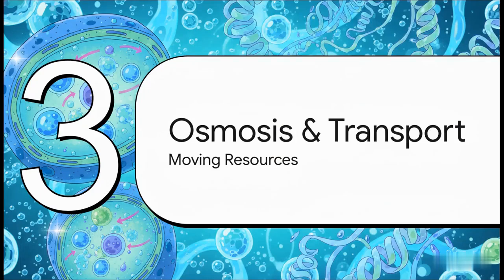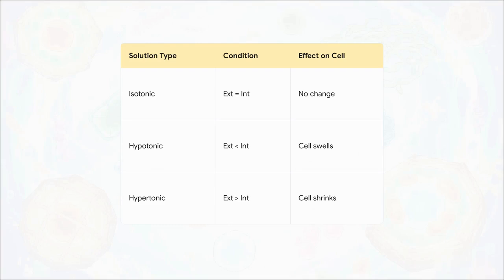Section 3. Osmosis and cell transport. Moving resources. Let's talk logistics, specifically how resources cross those borders. Enter osmosis. Osmosis is the movement of water from an area where it's highly concentrated to where it's less concentrated, right through that selectively permeable membrane. If you put a cell in an isotonic solution where everything is balanced out, nothing changes. But check out hypotonic and hypertonic conditions.